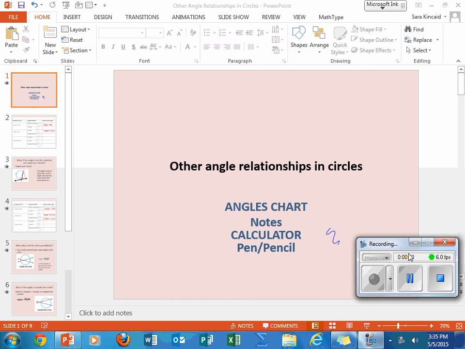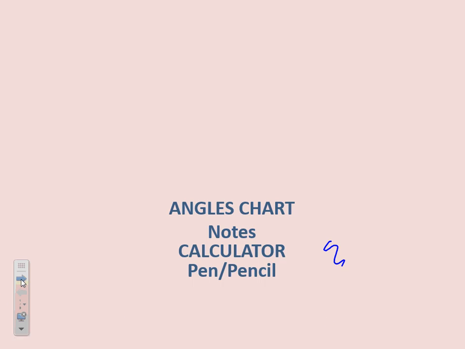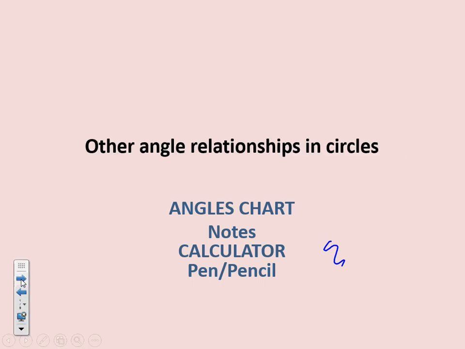Hello, ladies and gentlemen. Today we're going to be taking a look at other relationships inside circles. So how are other angles going to be found using our circle facts? For this, we're going to need that angles chart that you've been working on. We're going to fill in our notes there, and you're definitely going to need a calculator because we're going to be subtracting and adding some rather large angle degrees, okay?